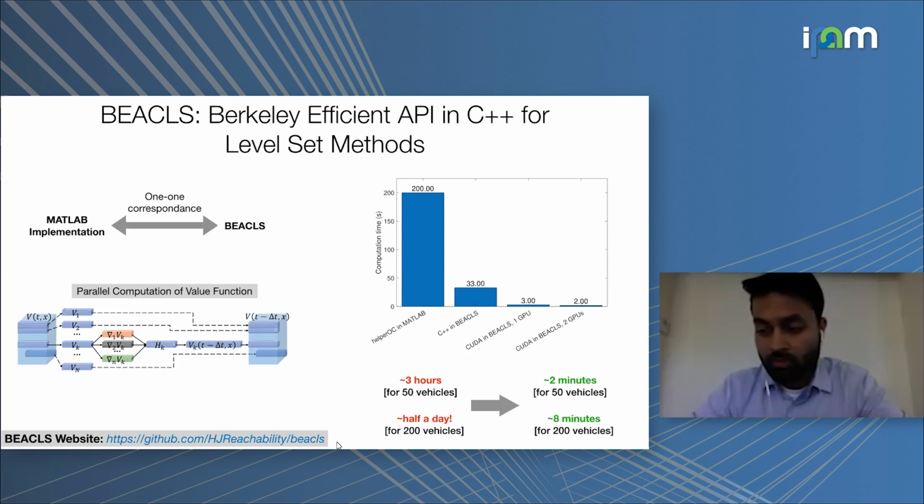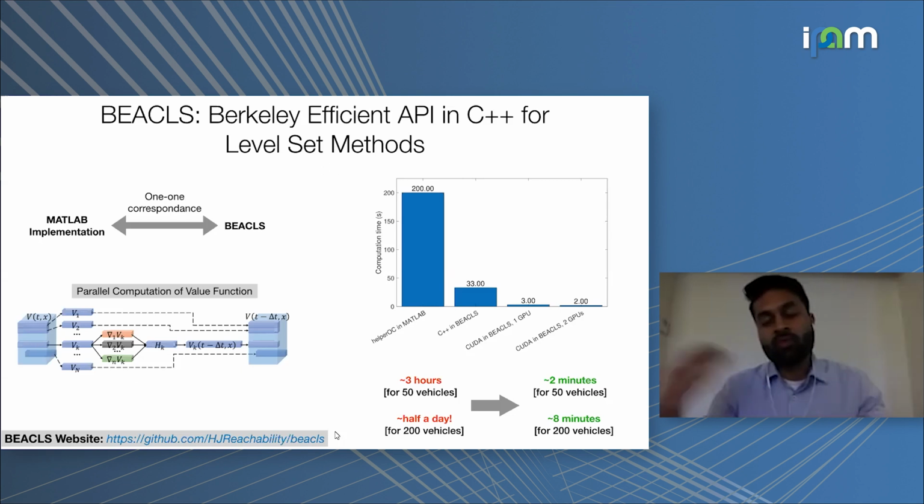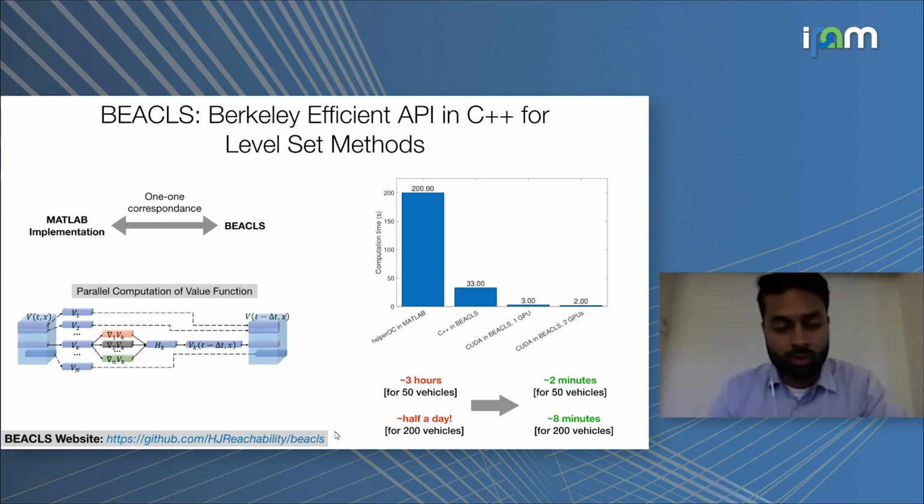for your own problem. Additionally, we are now integrating ROS, which stands for Robot Operating System, with BEACLS. Any of you who have worked in robotics know about ROS, and it's a very useful set of libraries and tools for robotic systems. So now we are integrating BEACLS and ROS together, so you can visualize these reachable sets and value functions in real time on your robots.